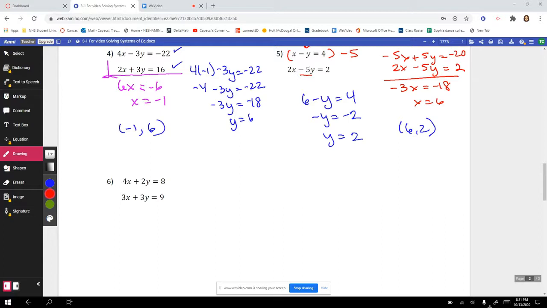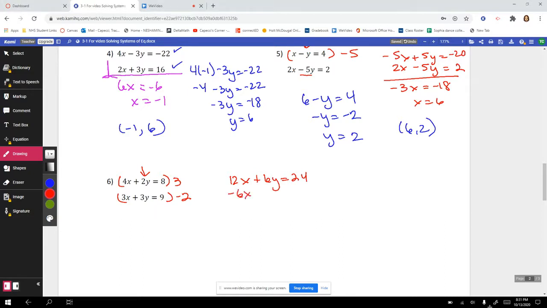I'm going to try to eliminate my y. You could certainly work with the x's. I've just decided to work with the y's. If I multiply the top by 3 and the bottom by negative 2, that's going to give me a positive 6y and a negative 6y, which is what I want. So I have 12x plus 6y is equal to 24.